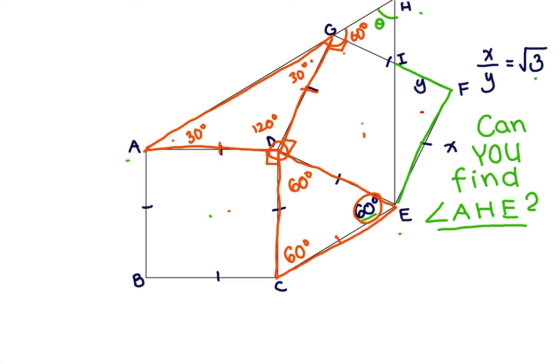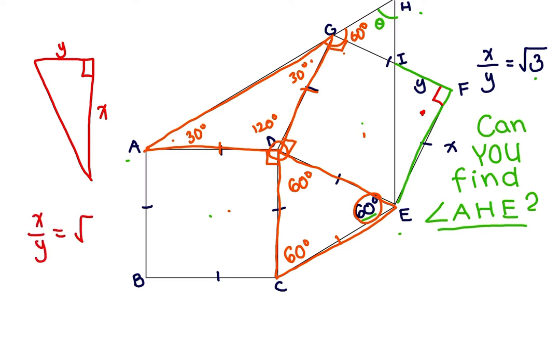So let's take this triangle over here and let's put it over here to make it so that we can focus on it better. We already know that this is y, this is x, and that this is a right angle. And we know the ratio between x and y can be known as root 3 over 1. So x to y, root 3 to 1.